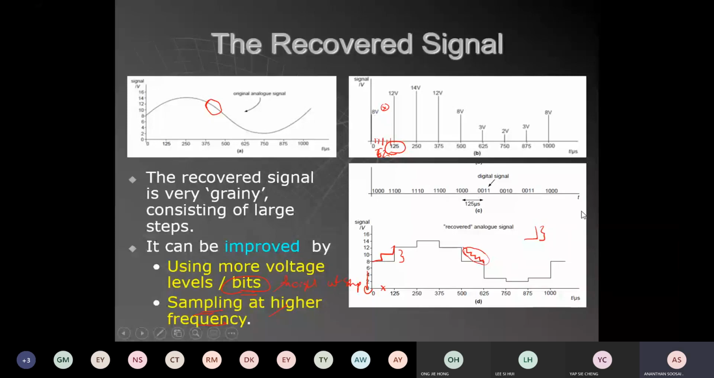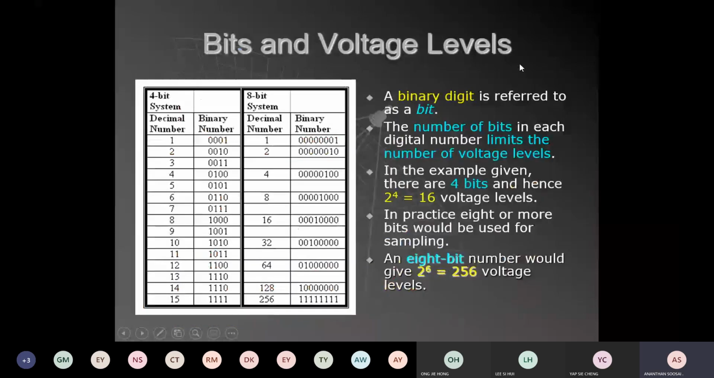Any questions from this slide? Okay, let me continue. So, bits and voltage levels. This is a 4-bit system, this is an 8-bit system. 4-bit is 0001, 8-bit has 8 digits. With 4 bits, the maximum number of energy levels is 16. With 8 bits, the energy levels are 256. 256 voltage levels.